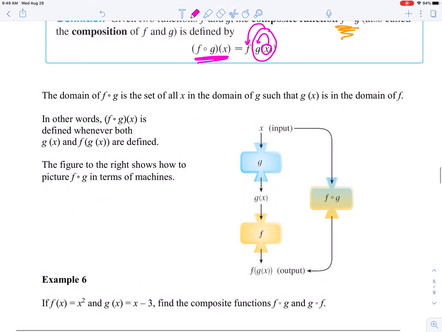So the domain of the composed function f of g is the set of all x in the domain of g such that g of x is in the domain of f. In other words, f of g of x is defined whenever both g of x and f of g of x are defined. The figure to the right shows how to picture f of g in terms of machines, so it's a composed function.